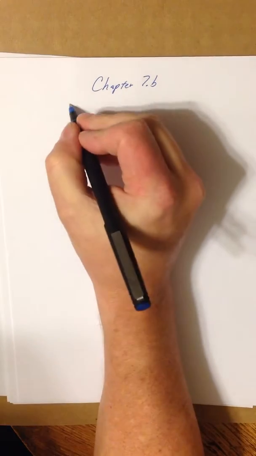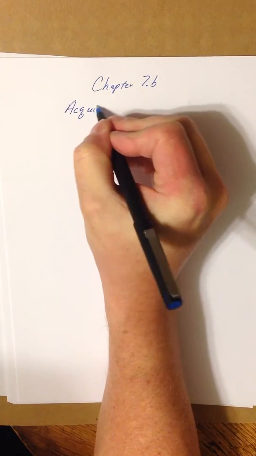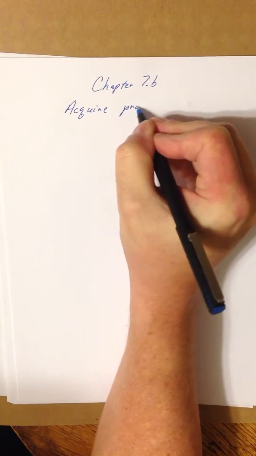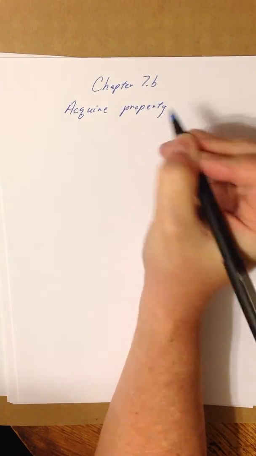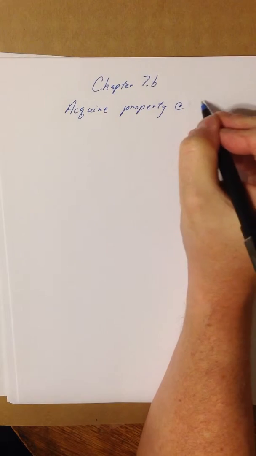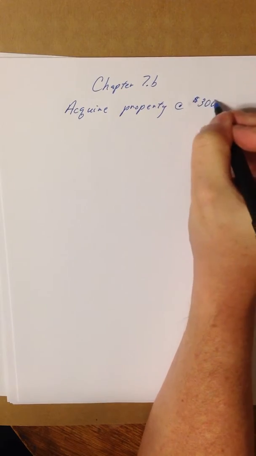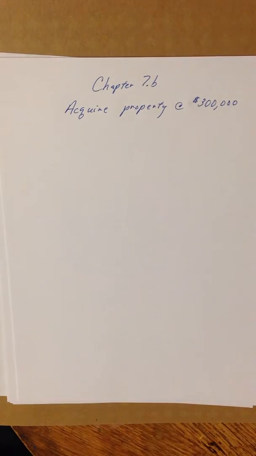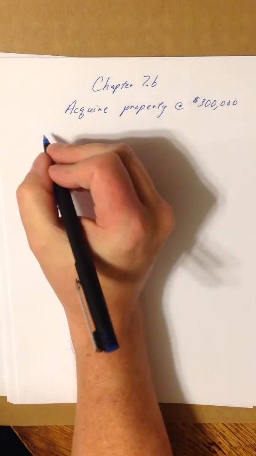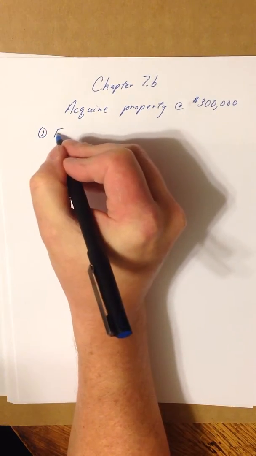Okay, let's do another problem. This time we're actually looking at applying it to a decision-making process where we're going to acquire some property. So let's say we're going to acquire some property, and it's going to be, say, $300,000 is the selling price from the owner of it.